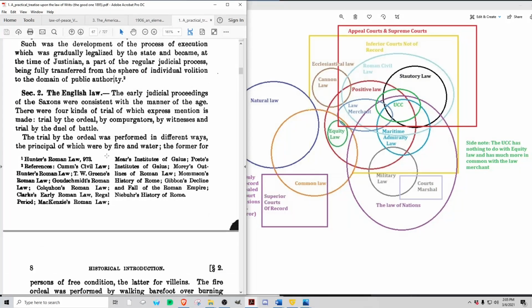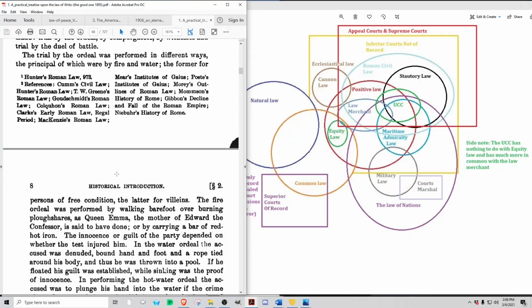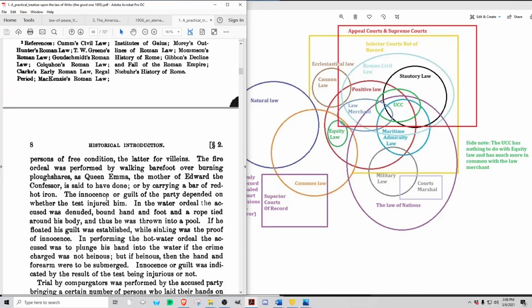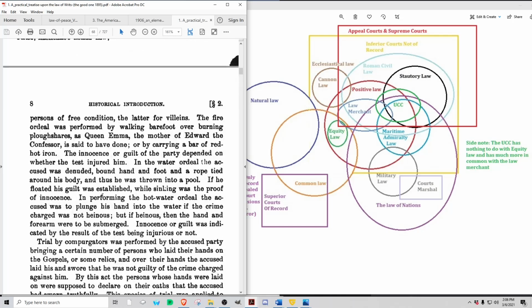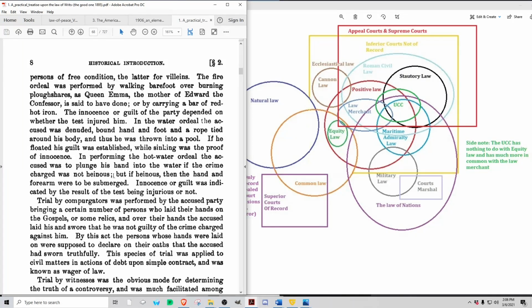The English law. Now I'm just going to read this because it's fun. The early judicial proceedings of the Saxons were consistent with the manner of the age. There were four kinds of trial, of which express mention is made: trial by ordeal, trial by compurgators, by witness, and trial by the duel of battle. Trial by ordeal was performed in different ways, the principal of which were by fire and water, the former for persons of free condition, the latter for villains. The fire ordeal was performed by walking barefoot over burning plowshares, as Queen Emma, the mother of Edward the Confessor, is said to have done, or by carrying a bar of red-hot iron. Right? Some pretty strange, barbaric stuff, right?